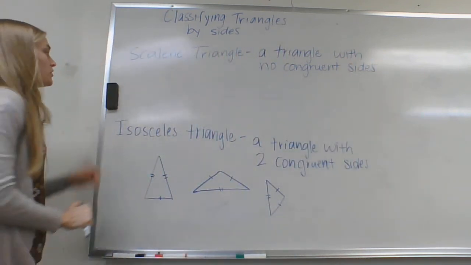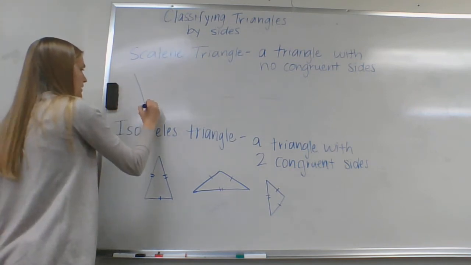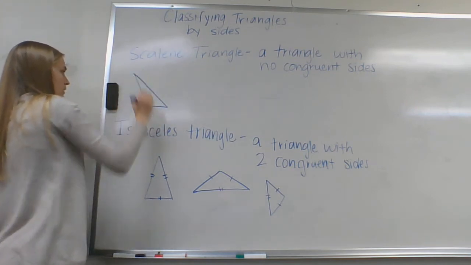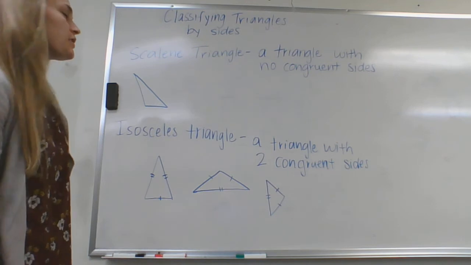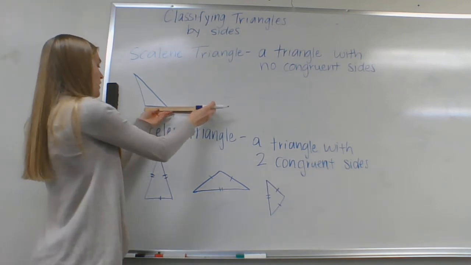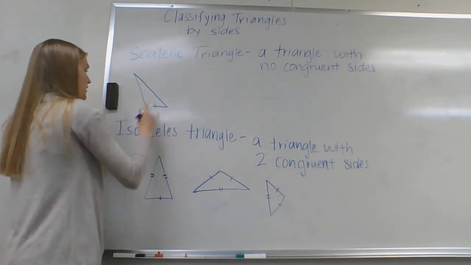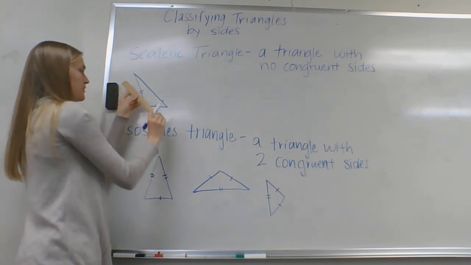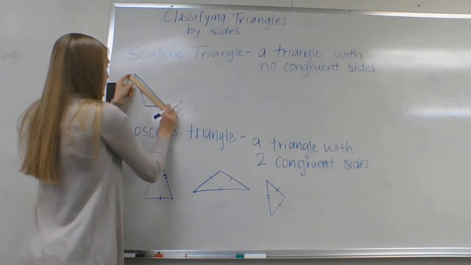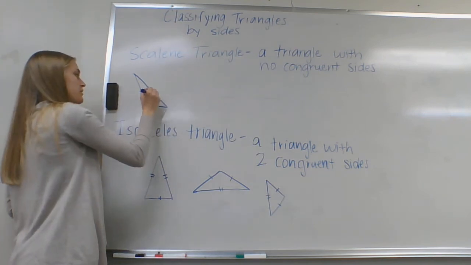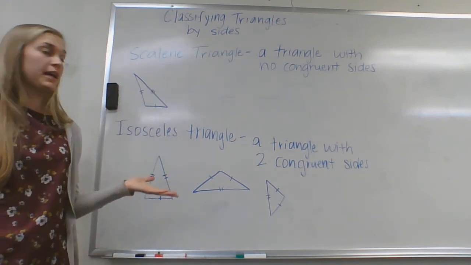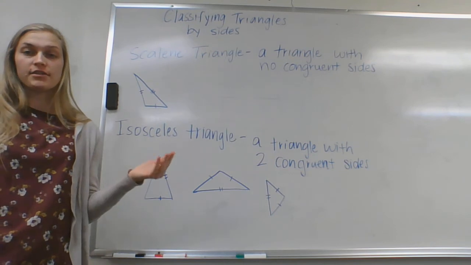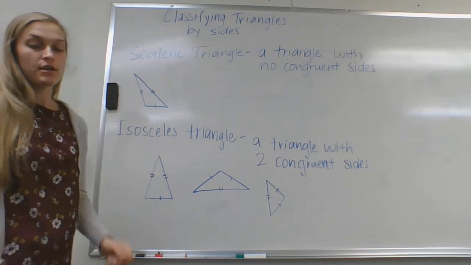All right, so some examples of that might be something like this. If we were measuring this with a ruler, that one is 4 inches. This one is 7 inches, which is different than 4, and this one's still different at 9.5 inches. So that would be a scalene triangle because all the sides are different lengths.